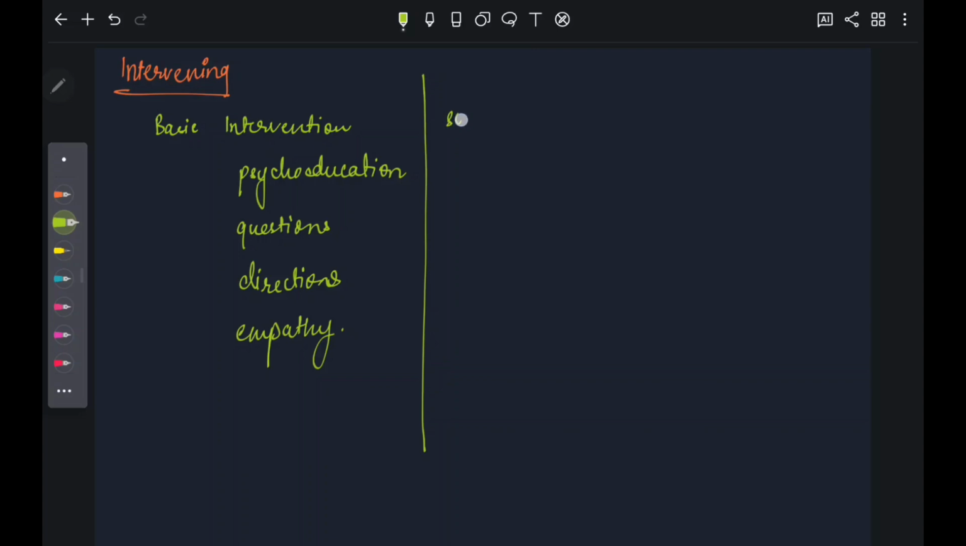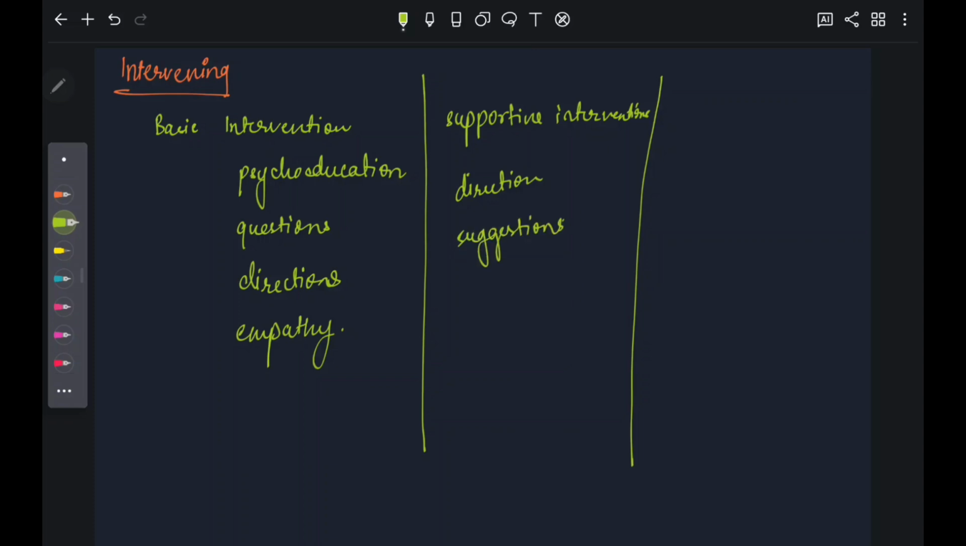There are some supportive interventions where you use directions. You know that you cannot directly bring up the resistance to their notice. So you support them, and you help them, giving some practical suggestions. Let's say if they're missing the sessions or if they're getting late to the sessions, then what if they could use some reminders.